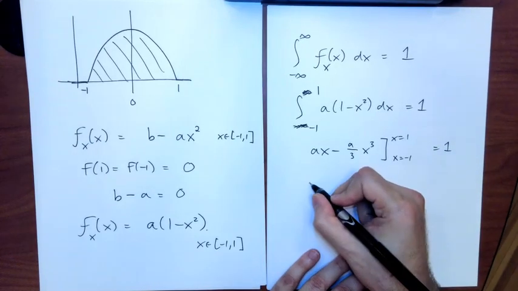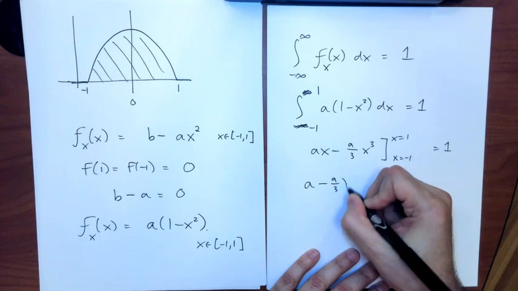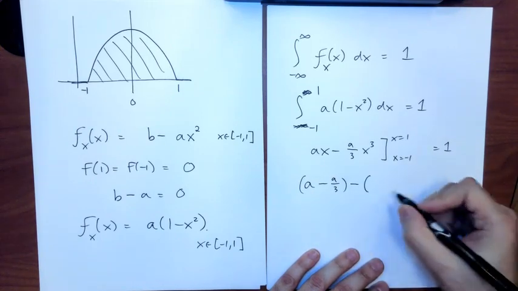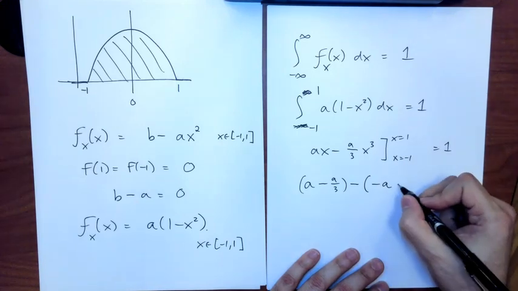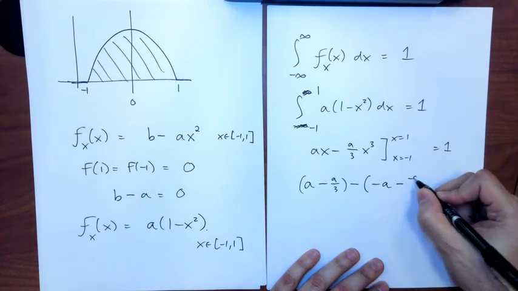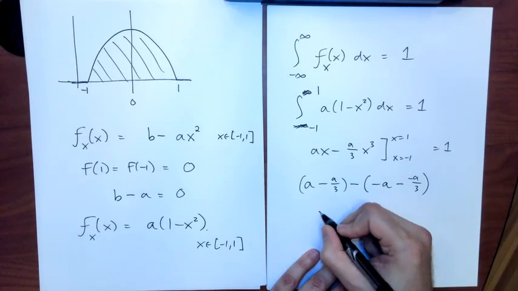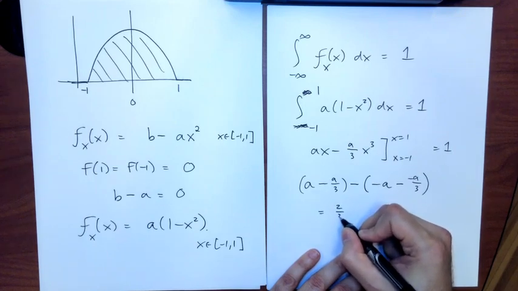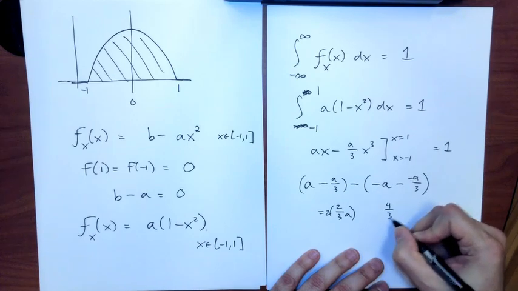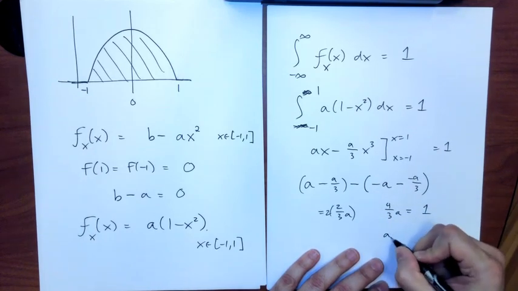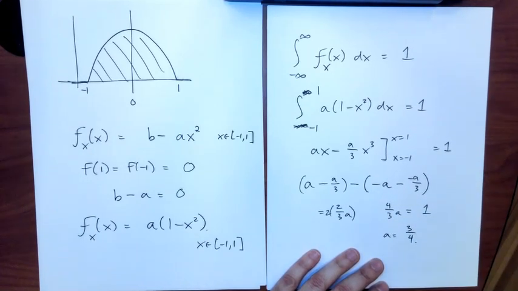And that means I have a minus a over 3, minus negative a, minus negative a over 3. So basically, I'm just going to have 2/3 a over here and another 2/3 a over there. So I can get 4/3 a equals 1. A equals 3/4. I sure hope that's right.